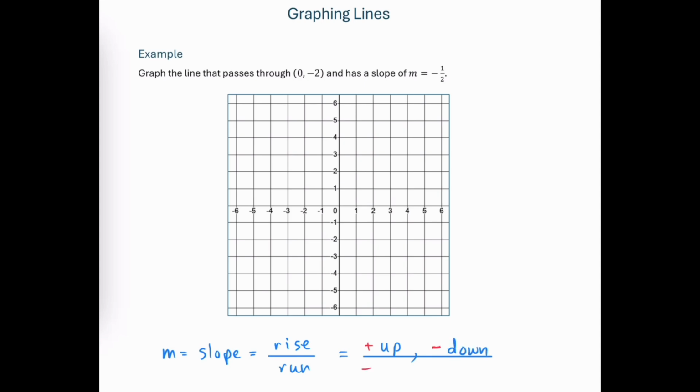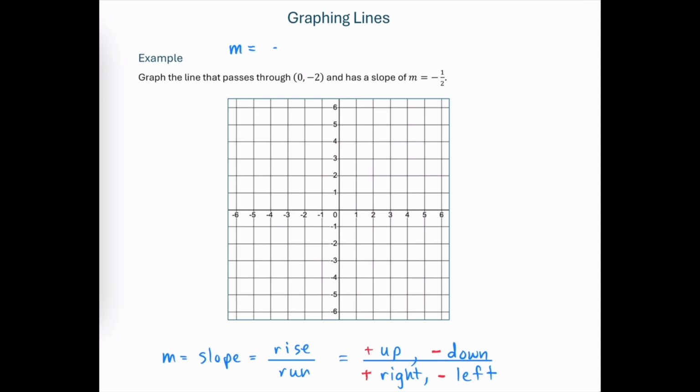With a positive number in the position of run, we're going to be moving to the right. If we have a negative number in that run position, or in the denominator, we'll be moving to the left. So a slope of -1/2 can be interpreted as -1 over +2 or +1 over -2, and all three of these values are equivalent.